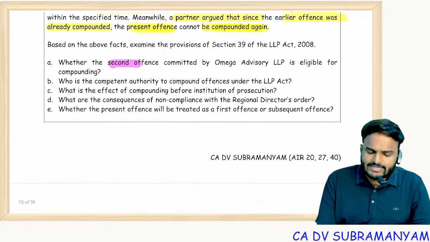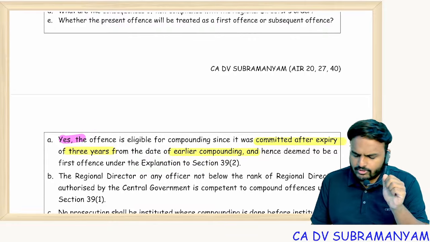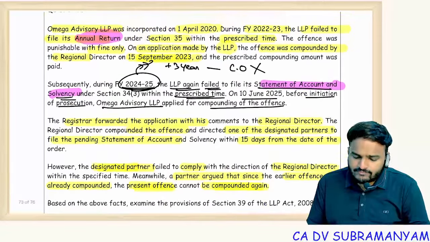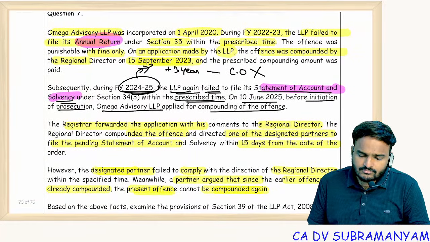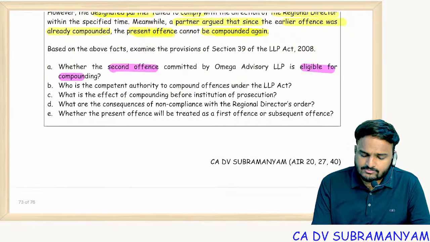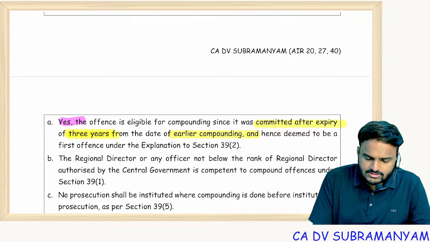So whether second offence committed by Omega is eligible for compounding? Answer is yes. Why? Because it was committed after expiry of 3 years from the date of earlier compounding and hence deemed to be the first offence. So you remember, here it is not about the 3 years. Just make a change of it.